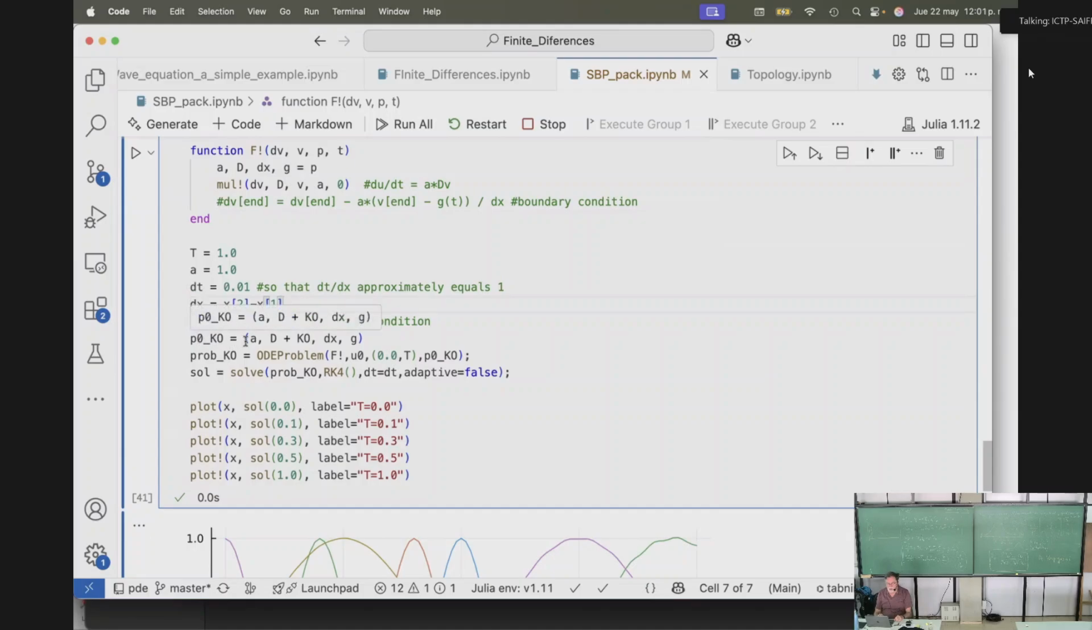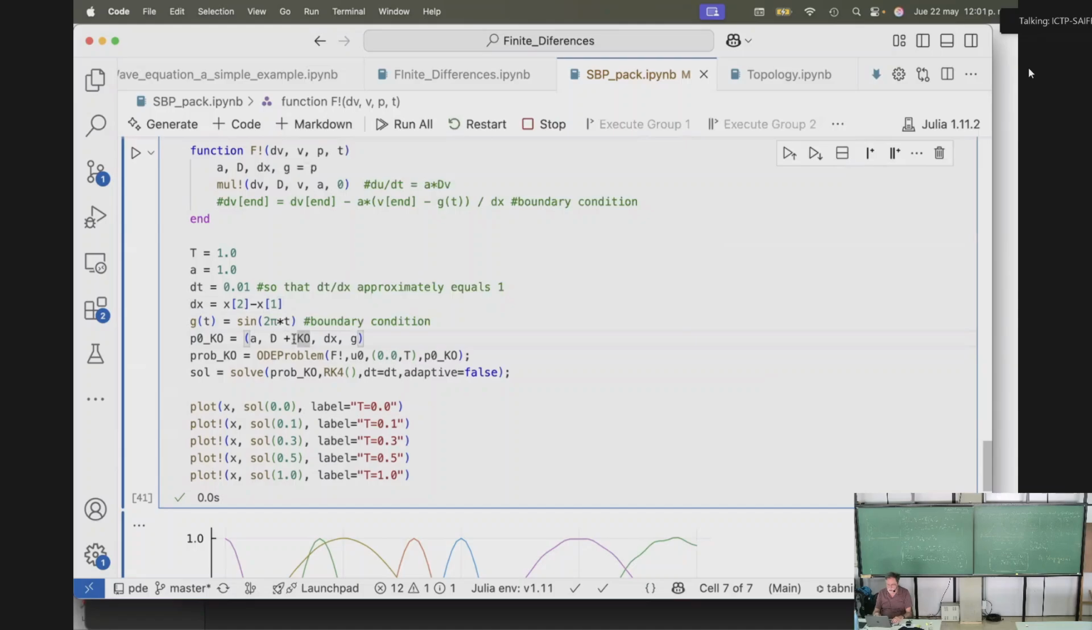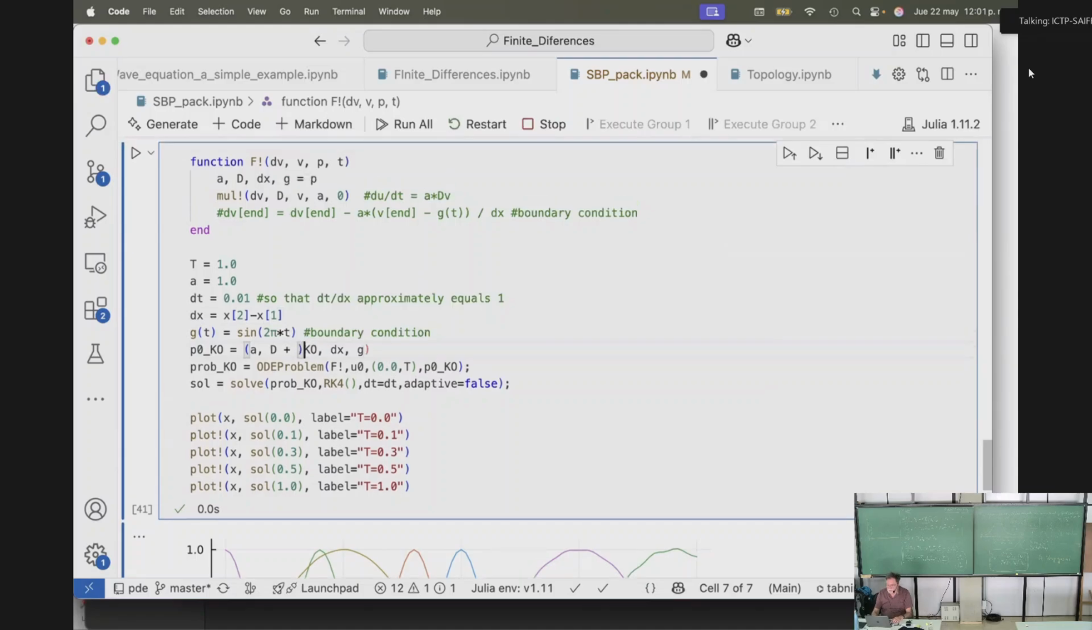And then the d that we use here is just d plus Kreiss-Oliger. This is not necessary. Let me put a 0 here, so that we don't use Kreiss-Oliger for the moment. And we put the dx and the g, but in the functions they are commented. And so we solve as before.